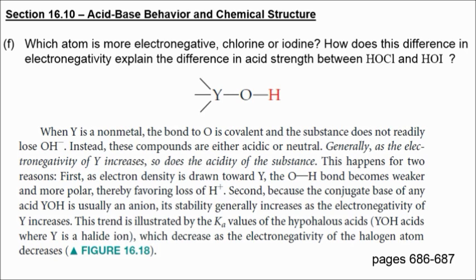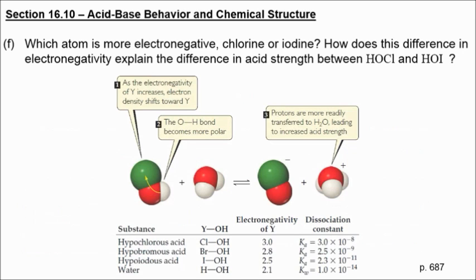And this happens for two reasons. First, as electron density is drawn toward Y, the OH bond becomes weaker and more polar, which favors the loss of H+. And second, because the conjugate base is usually an anion, like YO-, that anion is generally going to become more stable as electrons are being pulled toward Y. So we see this on the figure. We have hypochlorous acid, which of the four is the strongest acid, and then hypobromous, hypoiodous, and then finally water. So when you compare the electronegativity of chlorine, bromine, iodine, and hydrogen, since chlorine has a higher electronegativity and can pull electron density toward itself, that makes it a stronger acid.